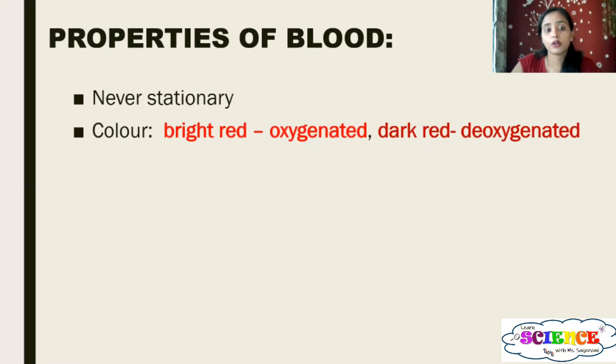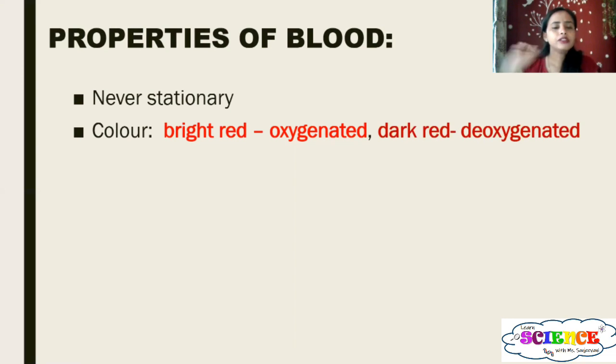Again, let us talk about the color. Blood is red in color. But if we compare oxygenated blood with deoxygenated blood, oxygenated blood is bright red in color and deoxygenated blood is dark red in color.